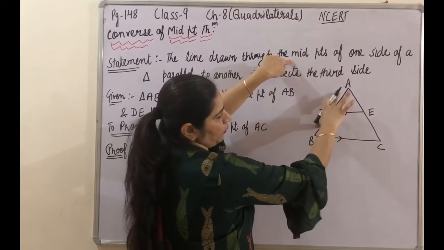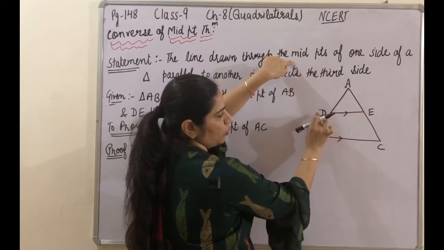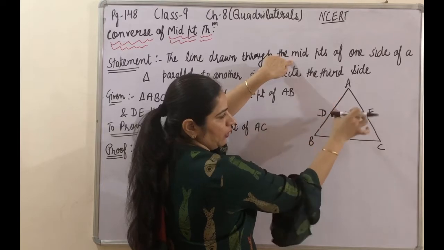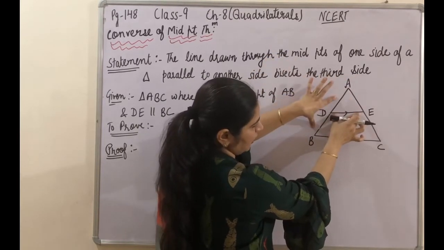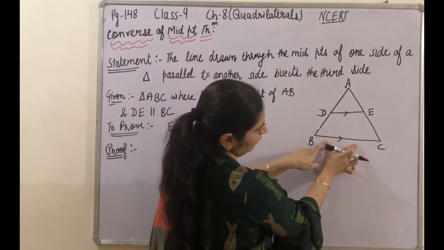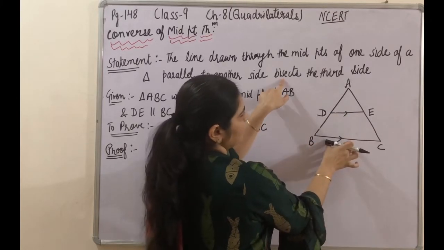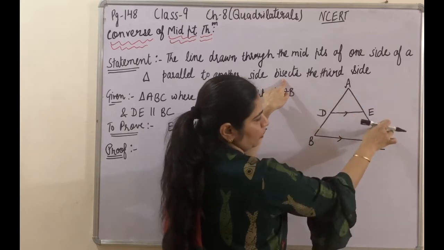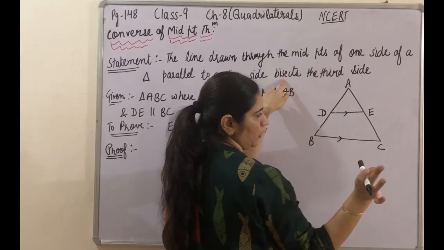D is the midpoint of AB. This line is drawn through the midpoint D. D is the midpoint of AB. This line is drawn through the midpoint of this side. This line is parallel to another side. This is also given. These two lines are parallel. We have to prove it bisects the third side. Bisects means dividing into two equal halves, which means we have to prove E is the midpoint.